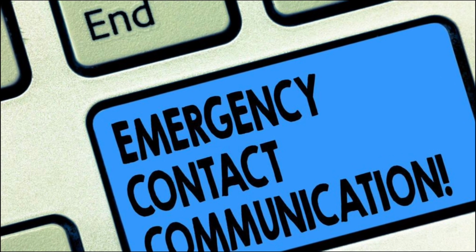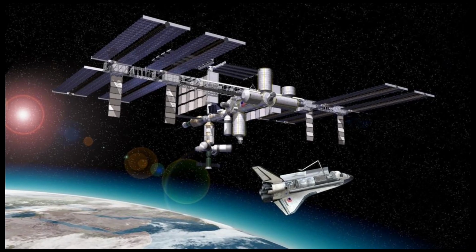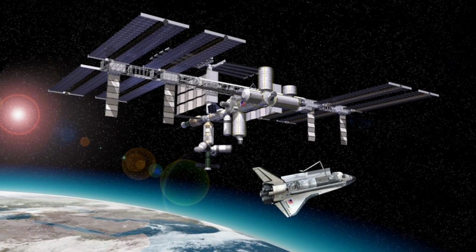Emergency communication. Robust emergency communication systems are in place to handle critical situations. These systems ensure that, in the event of an emergency, the space station can establish communication with mission control promptly.